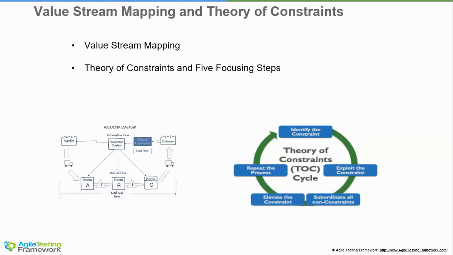The theory of constraints, on the other hand, is used to concentrate on reducing the throughput time. By optimally exploiting the bottlenecks or constraints, the efficiency of the process as a whole is improved.